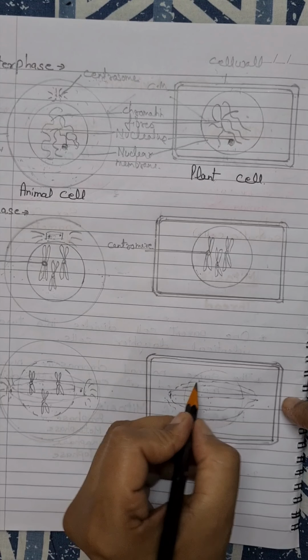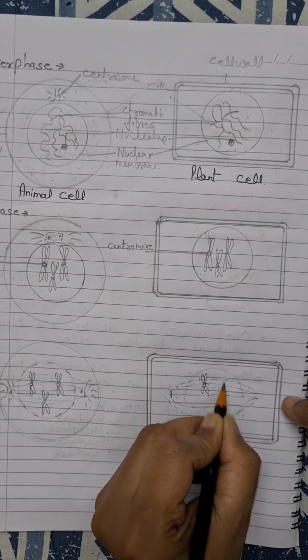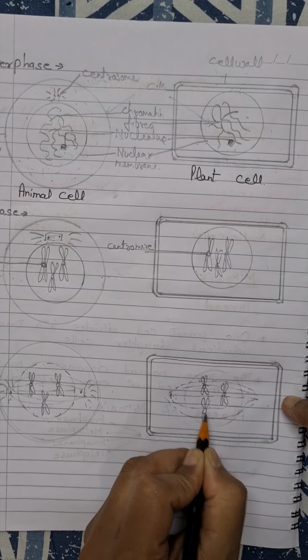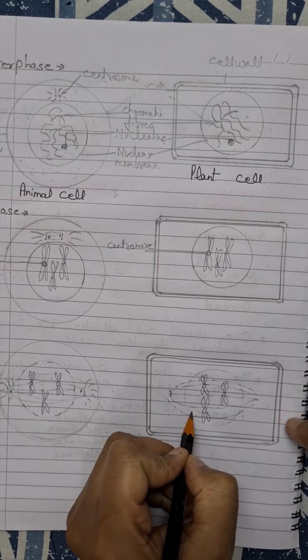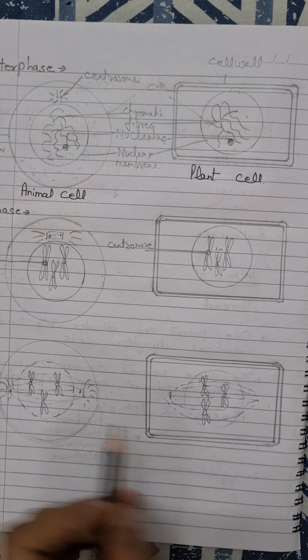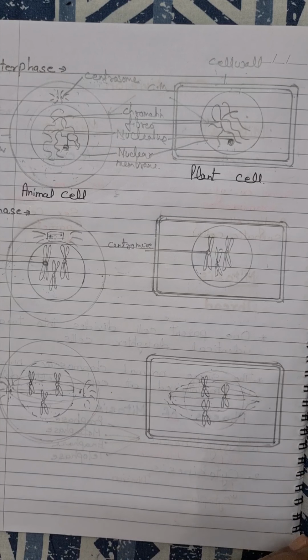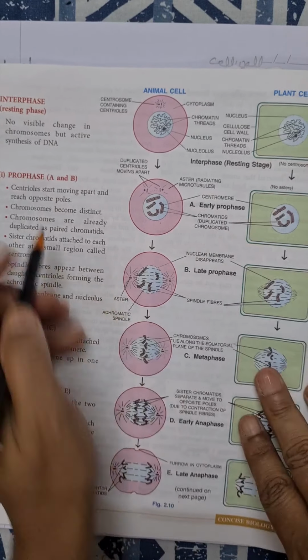Chromosomes, as in the animal cell, start moving towards the center of the cell in the plant cell also, and the nuclear membrane and nucleus disappear in the plant cell also. So these are the changes which take place during prophase in plant and animal cells. Let's revise these changes as given in your book. Just see the diagram. This is prophase.